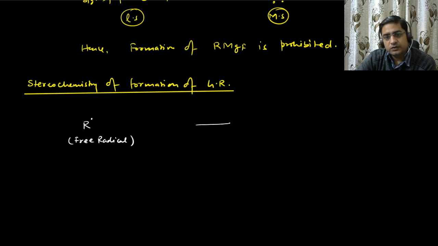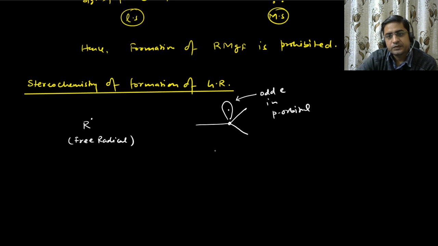Now moving on to its structure, we know that it has an odd electron in a p orbital. It is sp2 hybridized.